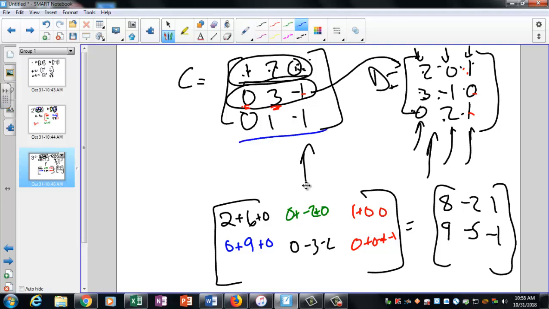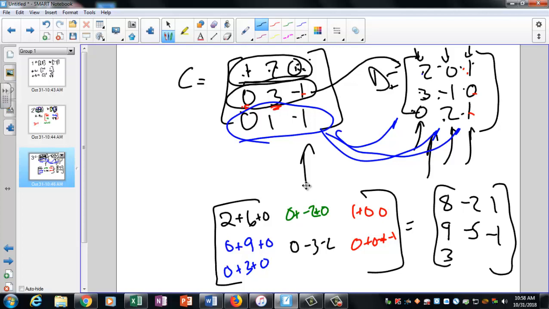And lastly, it's the last row by the 3 columns, 1, 2, and 3. 0 times 2 is 0. 1 times 3 is 3. Negative 1 times 0 is 0. That makes this piece a 3.